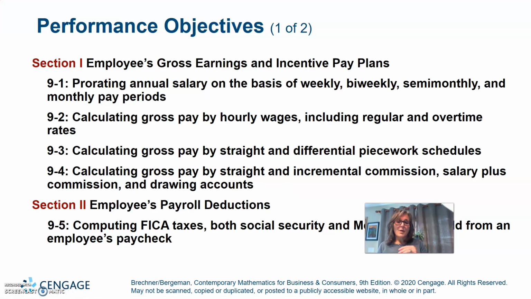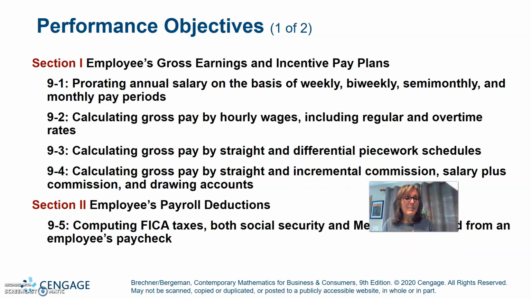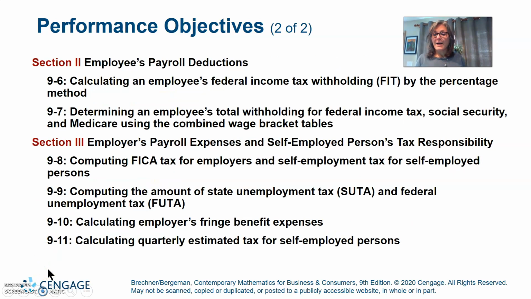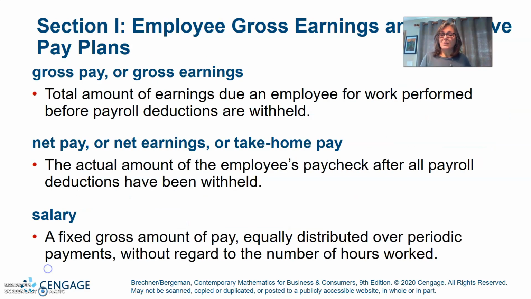So here's the overview. I'm just going to talk about the section names: the employee gross earnings and incentive pay plans. There's a lot of different ways that salaries are configured and paid, and a lot of things that contribute to that. So we're going to go through all of that. Employee payroll deductions is the second section. And then the third section is employer payroll expenses and self-employed person's tax responsibilities. All right, let's go. Let's head into section 1.